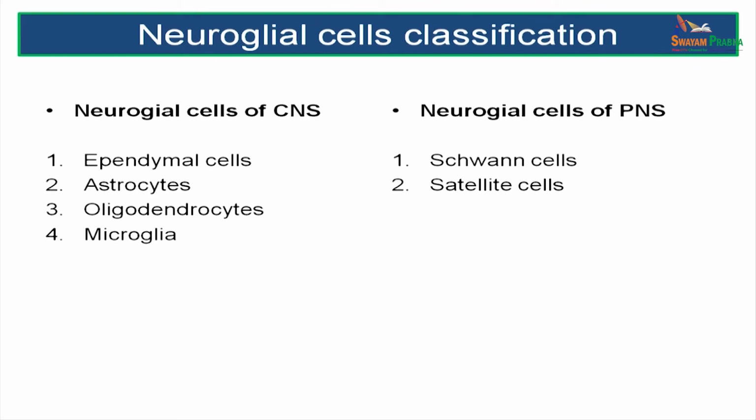Neuroglial cells are classified based on whether they lie in the central nervous system or the peripheral nervous system. In the central nervous system, you get ependymal cells, oligodendrocytes, microglia and the astrocytes, whereas in the peripheral nervous system, you get Schwann cells and the satellite cells.